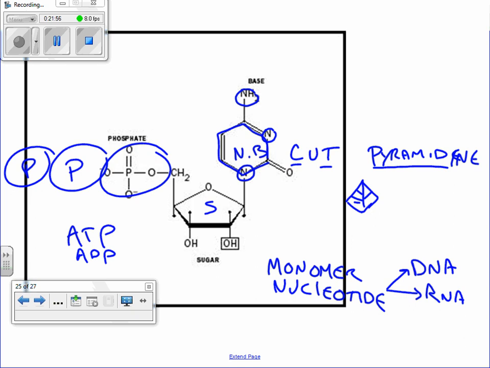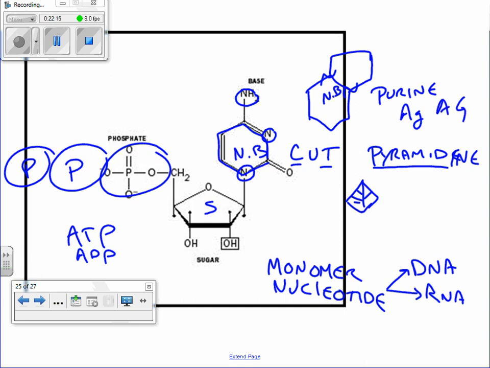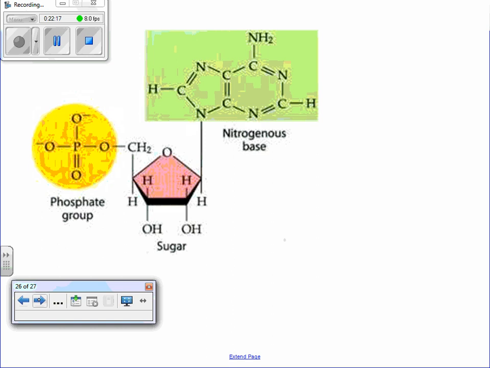And if you have 2 rings together, right, with lots of nitrogen in it, this would be a nitrogen base as well, but this would be a purine, right? Something uncut is very pure, and that would be like pure gold or pure silver, right? A's and G's. All right, so this is showing you one of those purines where you end up having 2 rings together.